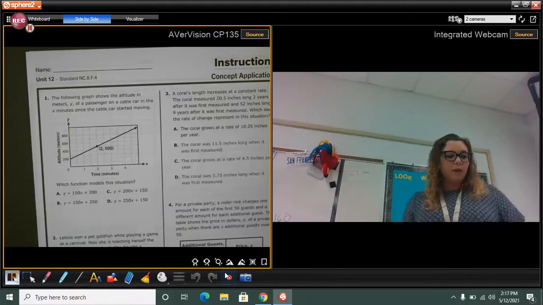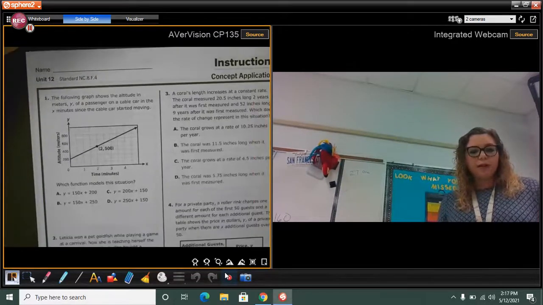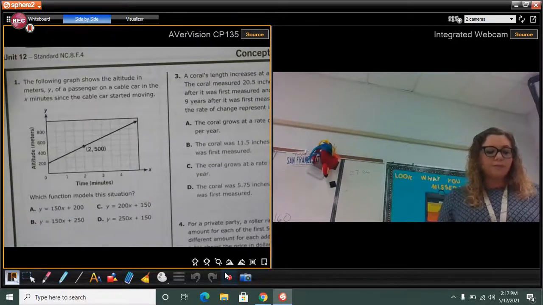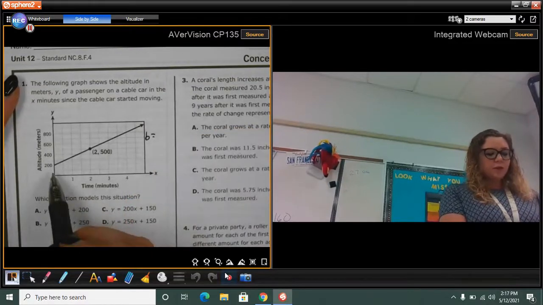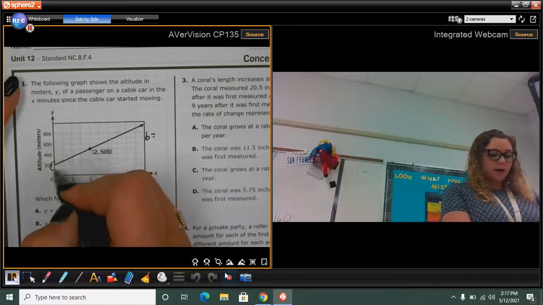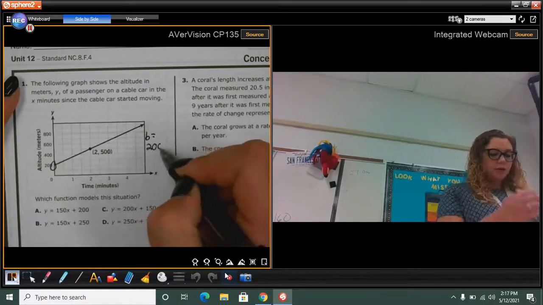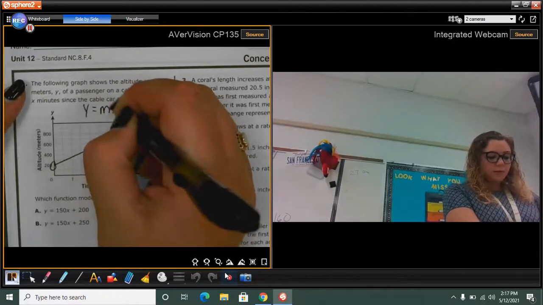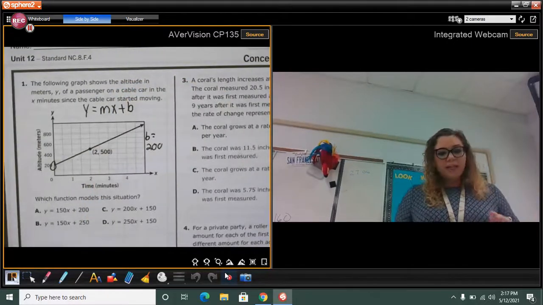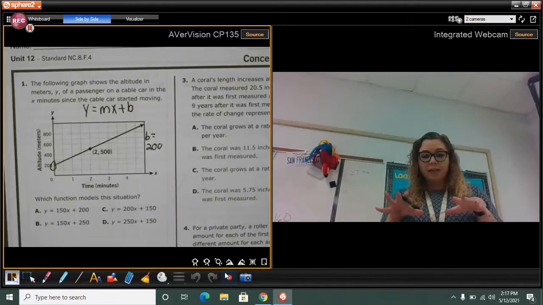Right, step 1, if you remember from yesterday, is to find your b. Your b is your y-intercept. Where does it cross the y-axis? Right here, 200. So remember, y equals mx plus b. Your b is not going to have an x beside it. It's going to be a constant, a number by itself.